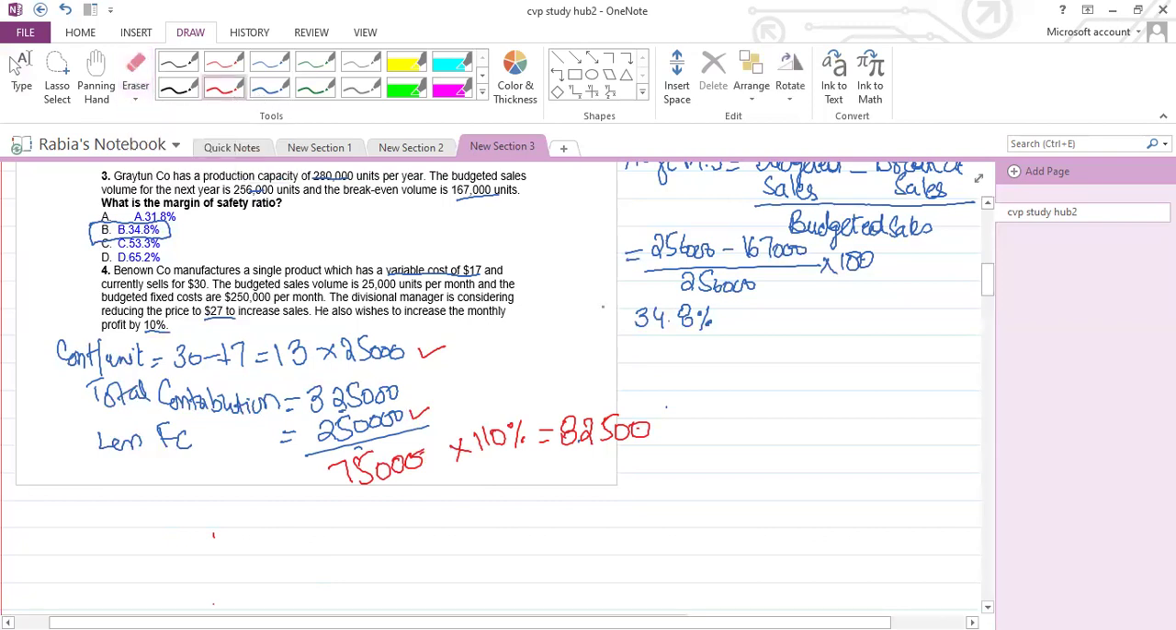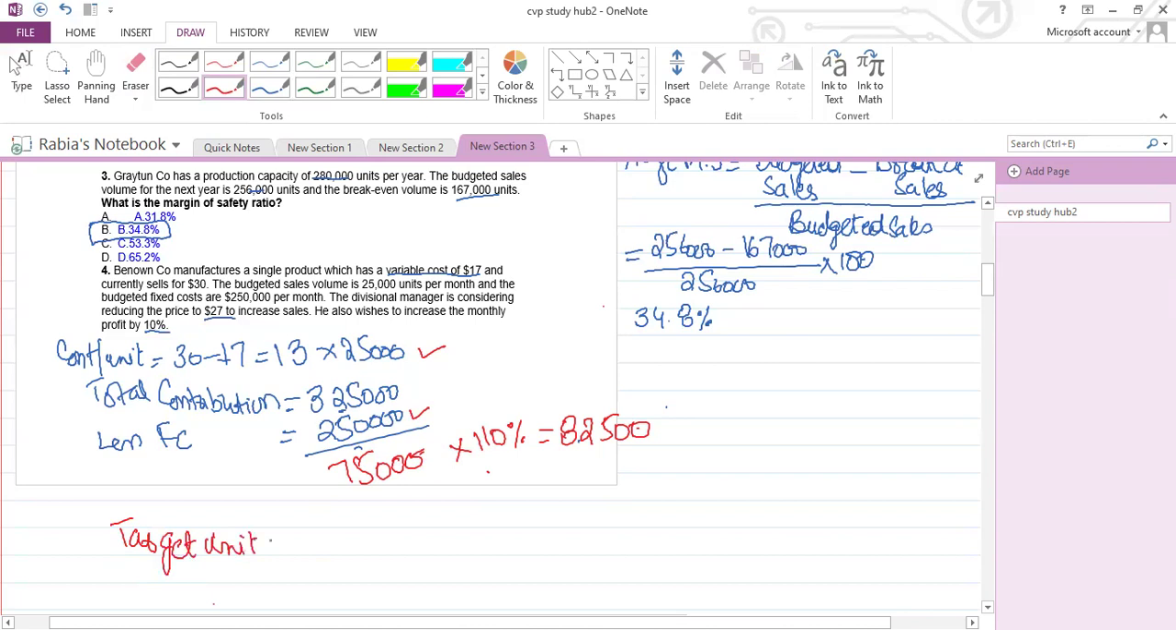Now he said your profit will also increase by 10% if you decrease the selling price to 27. Your new selling price is 27. I will calculate my required units to get the required profit of 82,500.